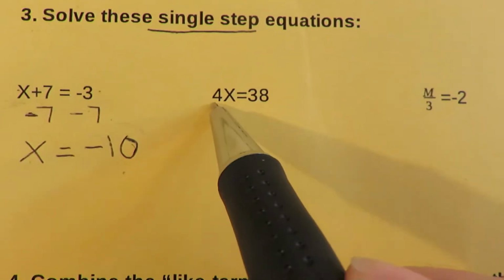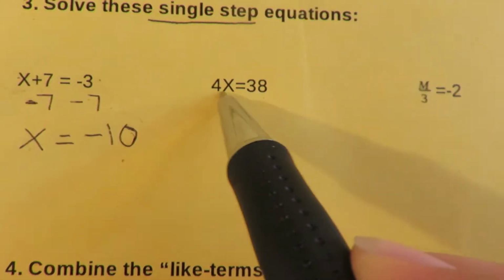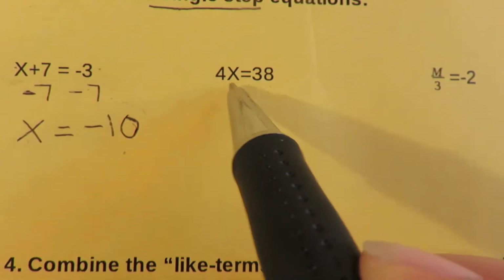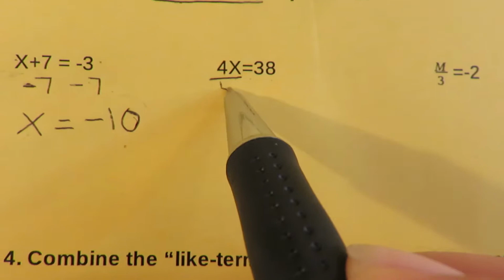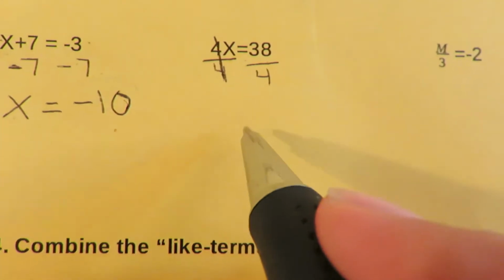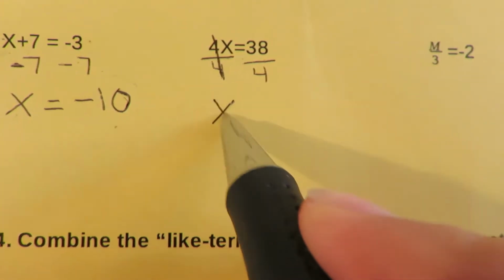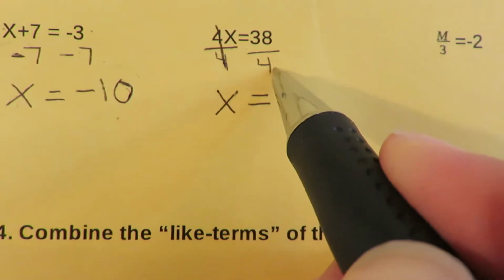The next one here is 4 times x equals 38. Remember, you know it's multiplied if there's no plus or minus in between the number and the variable. The opposite of multiplying by 4 would be dividing by 4, so I can just divide both sides by 4. This gets rid of this because I've multiplied by 4 and divided by 4, which is really like doing nothing to x. And that equals 38 over 4.